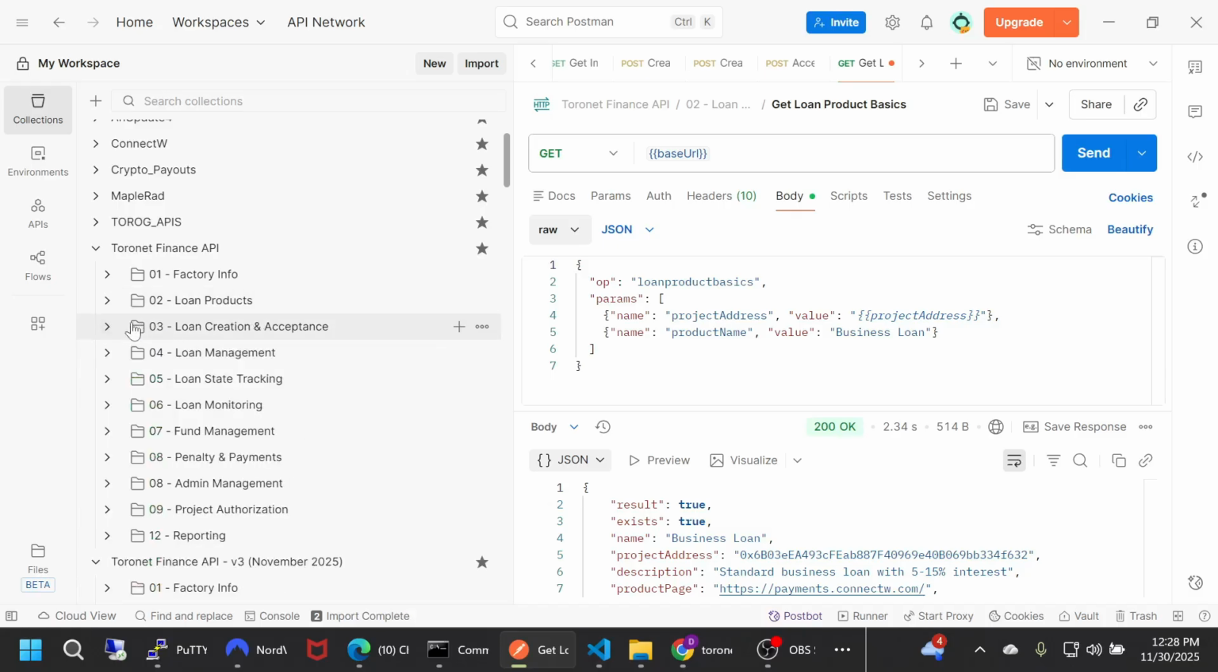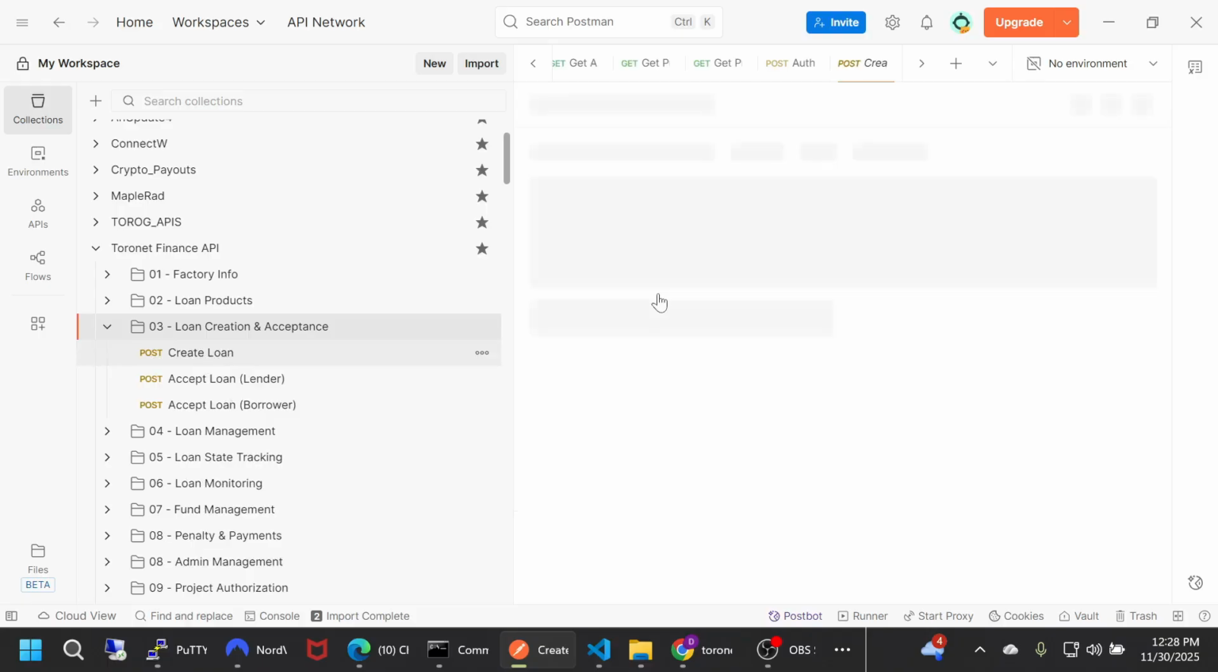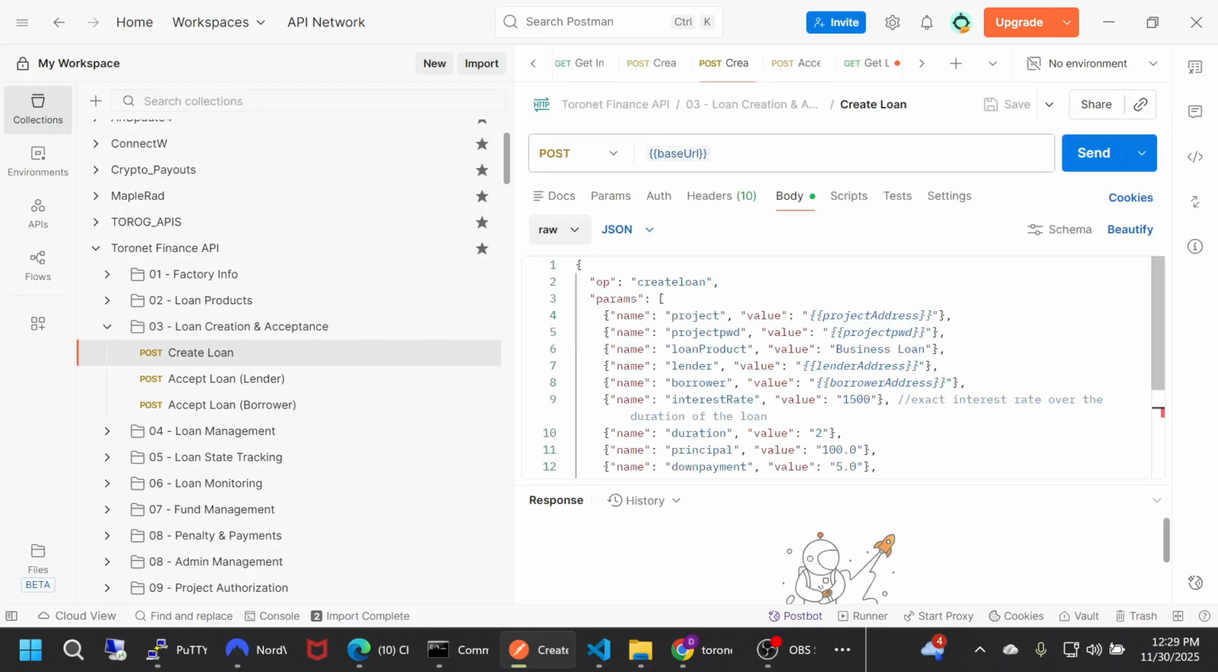All right, so the next step is to actually create a loan of this type. Okay, so once a lender and a borrower wishes, depending on how the project decides to set up the user interface, they can go ahead and create the loan of this type.